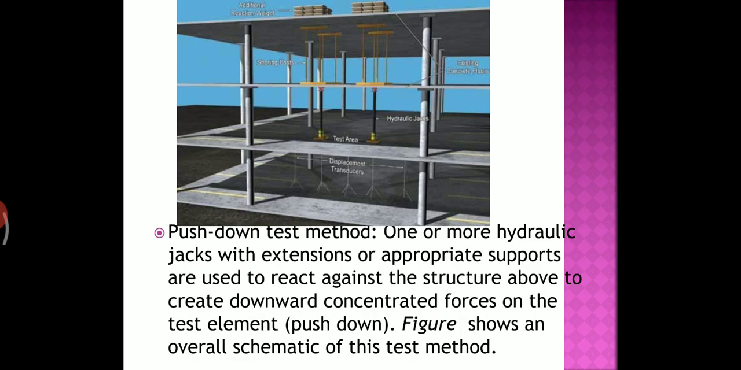Here the figure is given. Hydraulic jacks with extension or appropriate supports are used to react against the structure above to create a downward concentrated force on the test element. So this is nothing but the push down method. At the top, the reaction force is given from the top, which is pushing the jack downward.